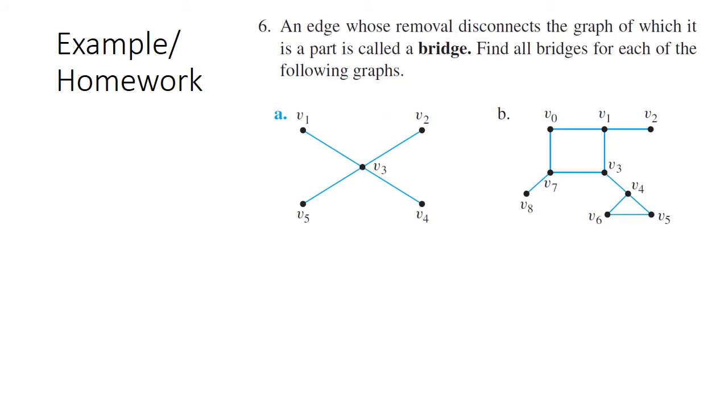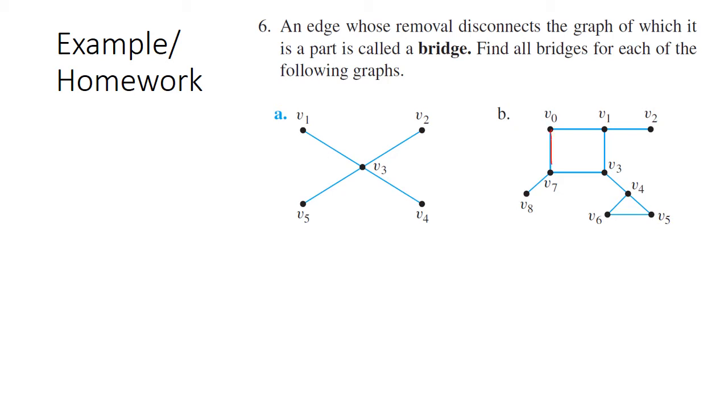Okay, so let's look at an example in a homework problem. So I'm going to do part B here. An edge whose removal disconnects the graph of which it is a part is called a bridge. Find all bridges for each of the following graphs. Okay, so let's look at B here. So which of these edges would disconnect the graph?